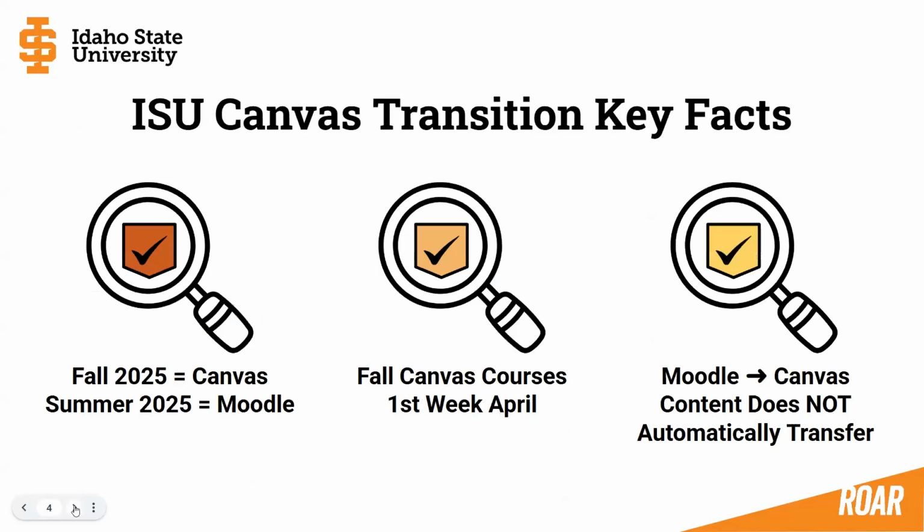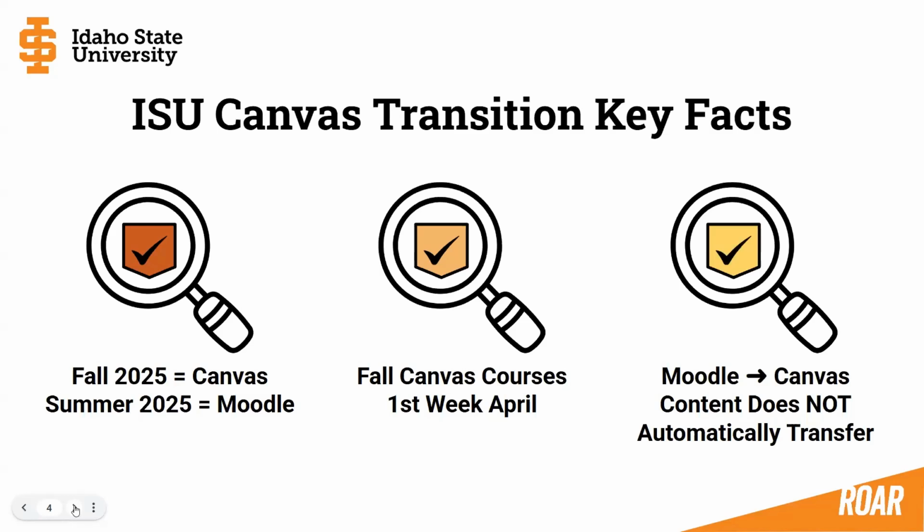Some information about just some key facts with the Canvas transition. The transition will happen in the fall of 2025. So that means if you're teaching this summer, you're going to still teach in Moodle. There's no teaching in Canvas this summer. The official start date is the fall. And then from there on out, we'll be teaching in Canvas.